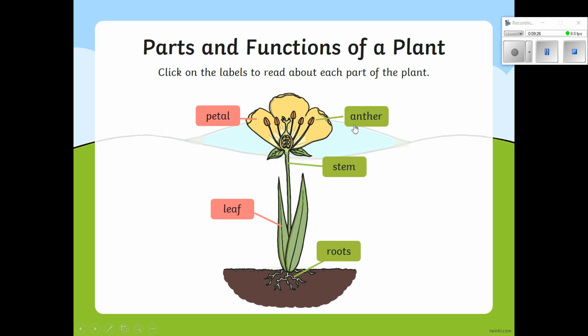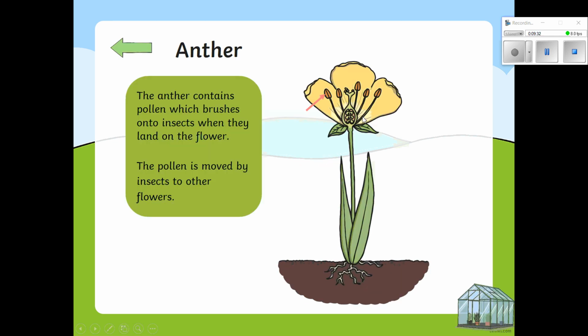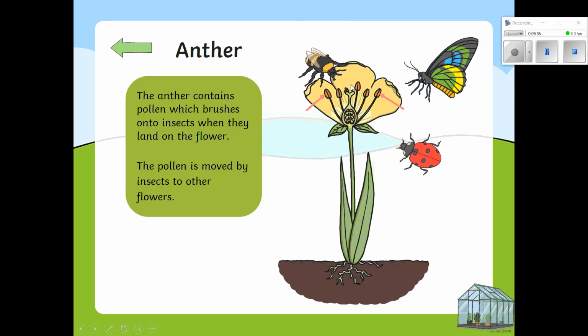Next we're going to learn about the anther. And that's this little middle bit here that you can see of the flower. Can you see these little, they look like little seeds? Can you see them? So the anther contains pollen, which brushes onto the insects when they land on the flowers. So animals like bees and butterflies and ladybirds like to collect pollen from plants, and they move pollen around by carrying it on their bodies and moving around between different plants. So the anther is where all the pollen in the flower is kept.